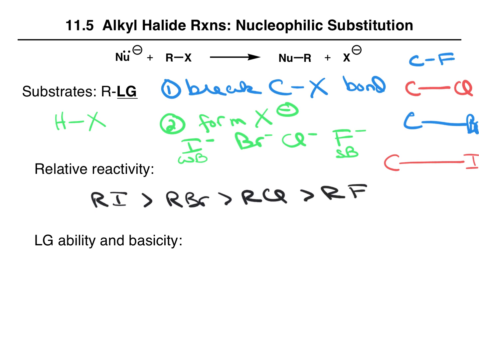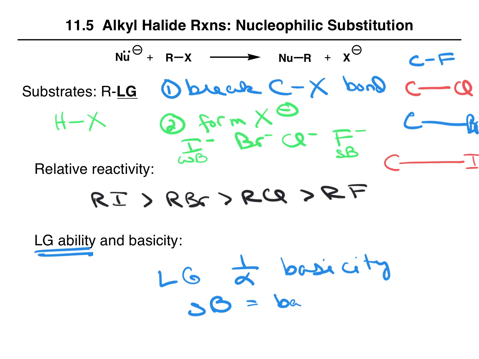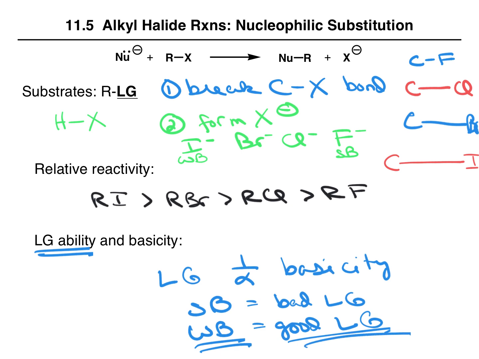So when we think about leaving group ability, we need to keep in mind that leaving group ability is inversely proportional to basicity. So a strong base is a bad leaving group. A weak base is a good leaving group. So we want weak bases to be our good leaving groups.